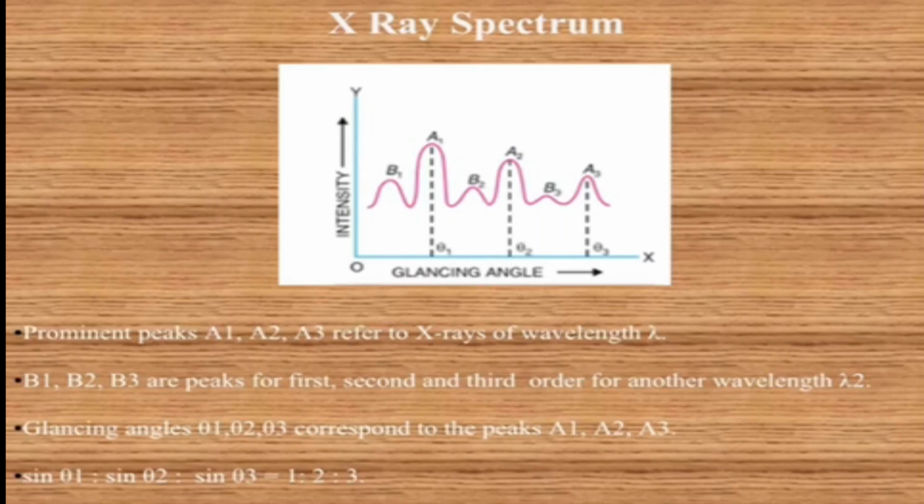The glancing angles theta 1, theta 2, theta 3 corresponding to the peaks A1, A2, A3 are obtained from the graph. It is found that sin theta 1 : sin theta 2 : sin theta 3 is equal to 1 : 2 : 3. B1, B2, B3 are such peaks for the first, second and third order for another wavelength lambda 2. The wavelength of the X-rays is determined using the equation 2d sin theta is equal to n lambda.